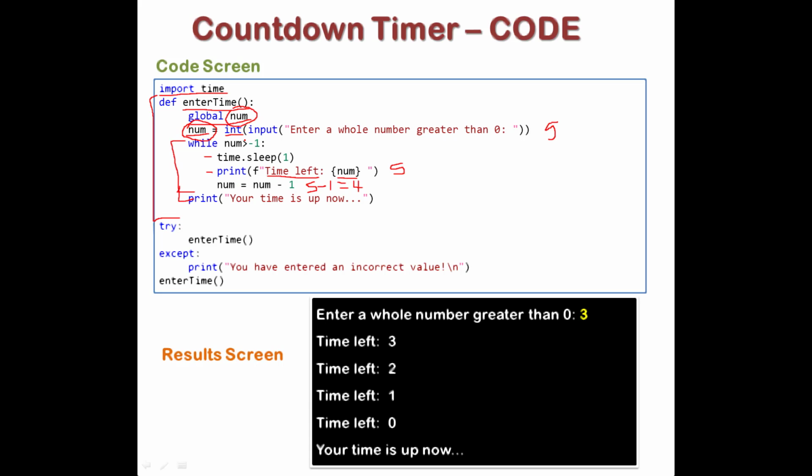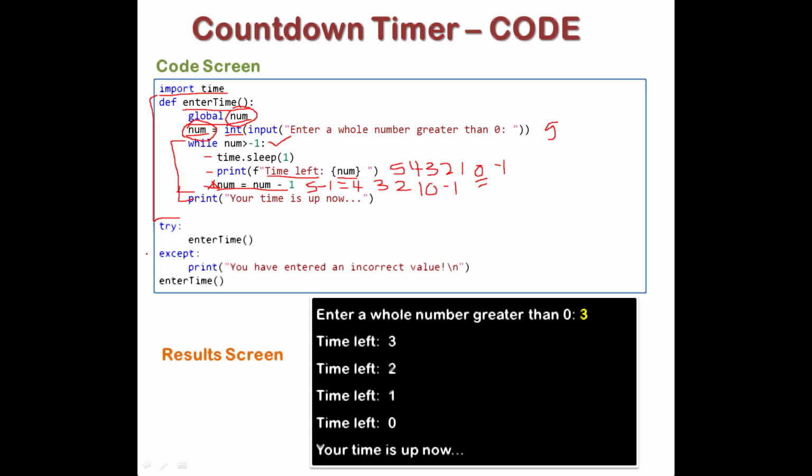But remember, num is greater than minus 1. So 4 is greater than minus 1, so it's going to loop again. The loop is going to carry on, and it's going to sleep 1 second. Now it's going to go 2, 1, and then 0, and then minus 1. Print your time is up now. And then this is our function. As long as this function works properly, everything else is going to be easy.